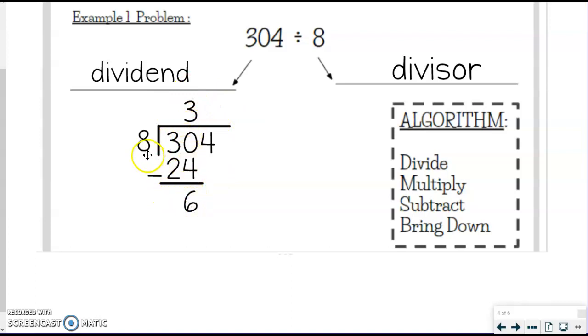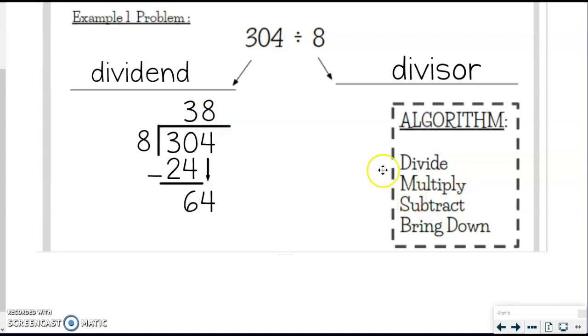So 6 is less than 8, so that means we got as many groups as possible. So we are good to go in bringing down our 4 to make 64 now. So now we start the process again, right? Now I'm asking, how many times does 8 fit into 64? Well, yay, happy thoughts, it fits in exactly 8 times.